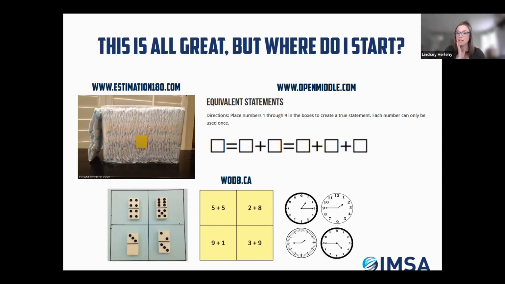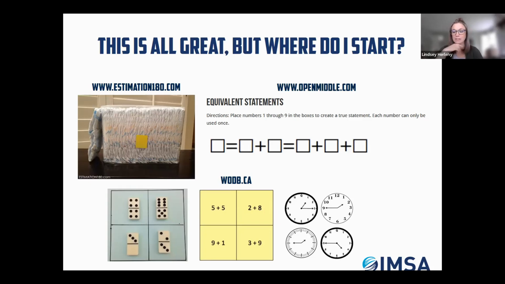Open Middle is another great one, which has become very popular the last few years. And these are problems where students enter numbers in to try to accomplish a challenge of some sort. So this one is place numbers 1 through 9 in the boxes to create a true statement. Each number can only be used once. So this is really encouraging risk-taking to help students develop some of those mathematical skills.